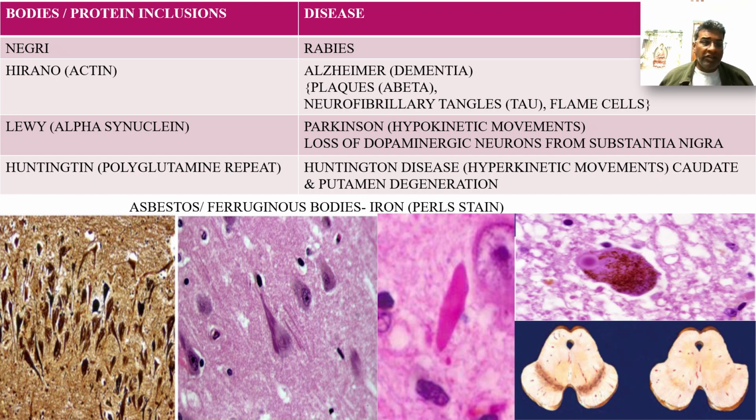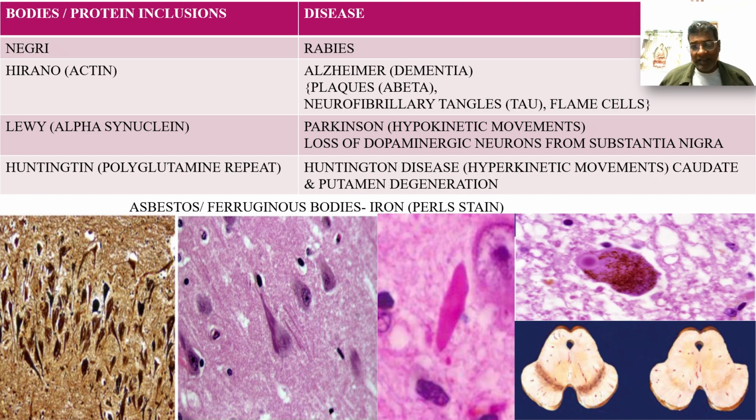The first neurodegenerative disorder is Alzheimer's disease, which presents with the symptom of dementia, that is loss of memory. When we observe the brain, you can appreciate plaques and tangles, flame cells and Hirano bodies in Alzheimer's disease. Plaques represent A beta amyloid deposition. Neurofibrillary tangles are because of the tau protein, and Hirano bodies are because of actin.